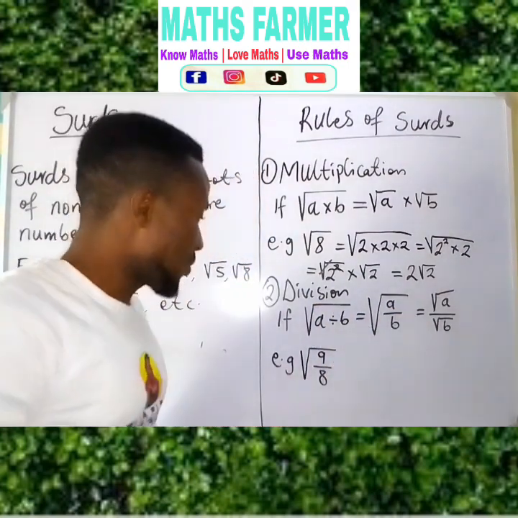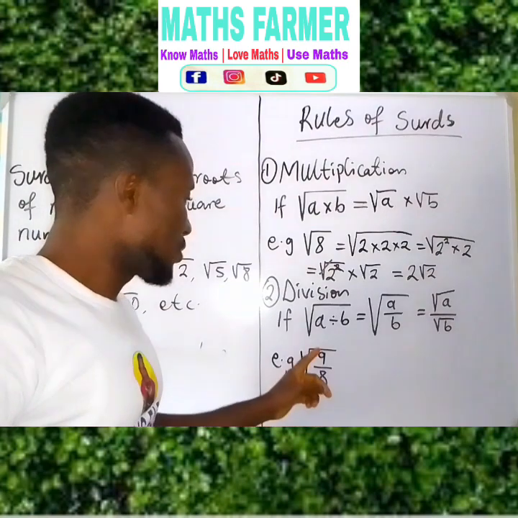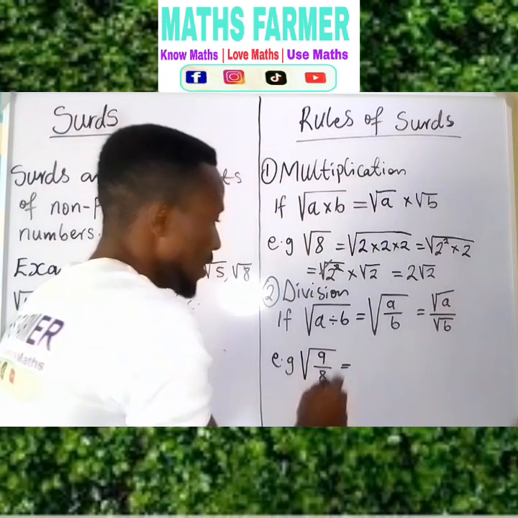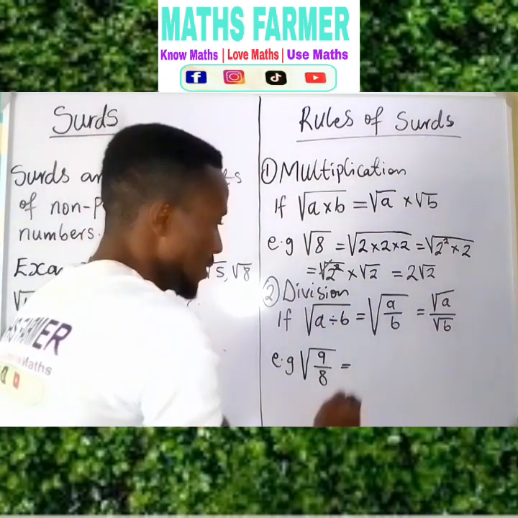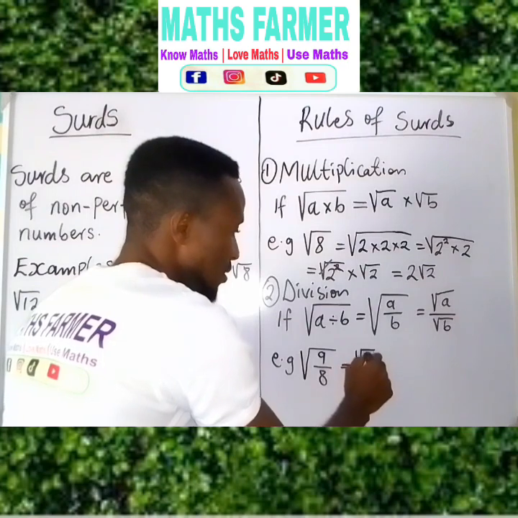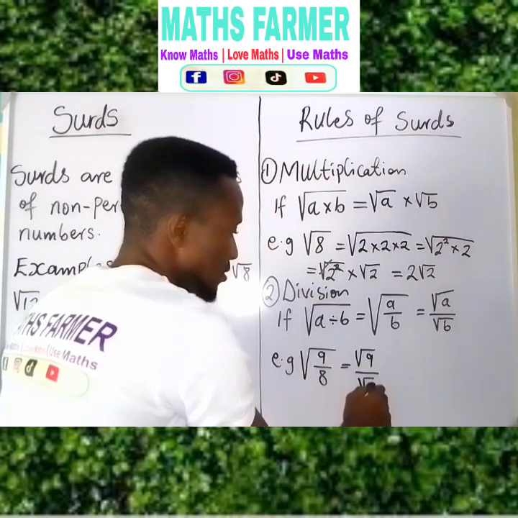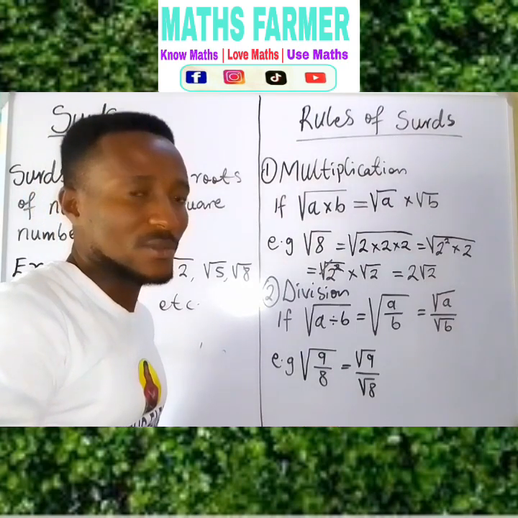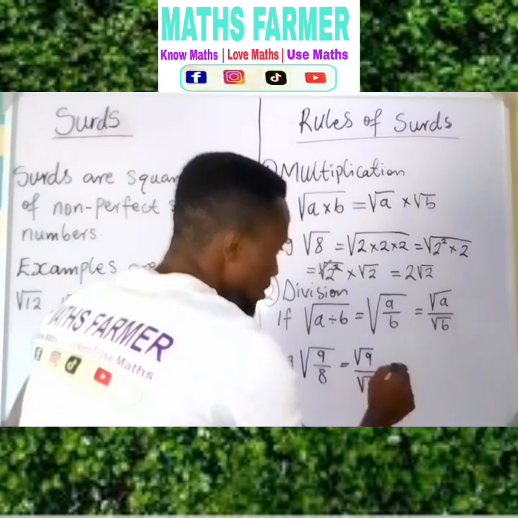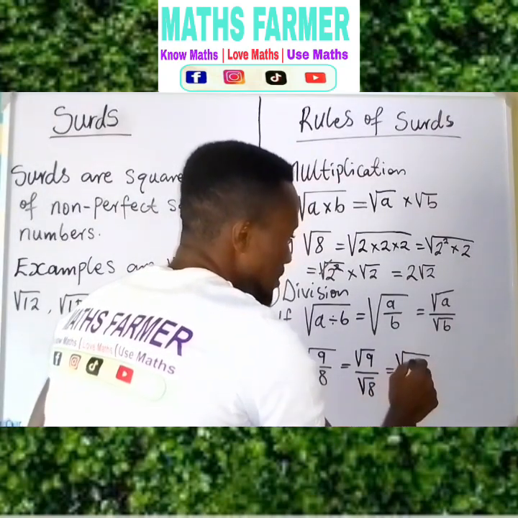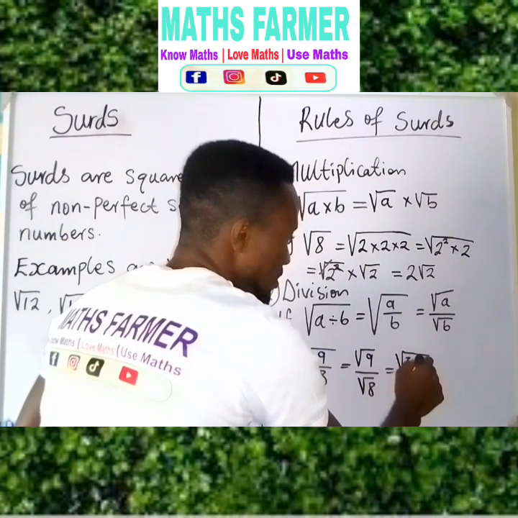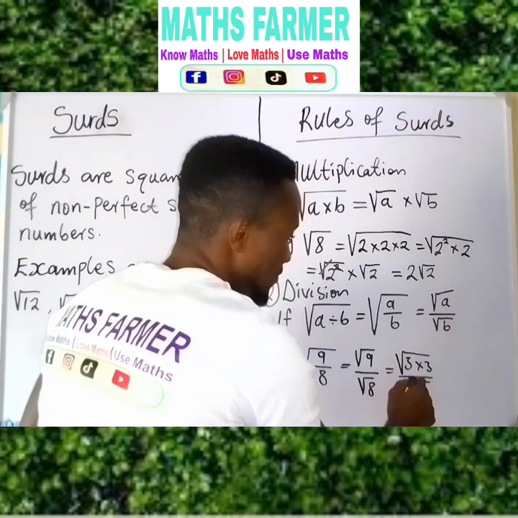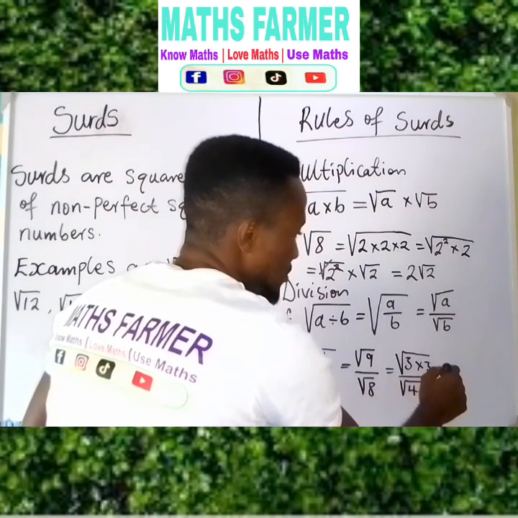Now, we have an example here on the board, the square root of 9 divided by 8. Applying this division law here, 9, collect your own. 8, collect your own. I have separated the square roots. Everybody has collected their own. Now, moving forward, this is the same thing as 3 multiplied by 3, divided by, this is the same thing as 4 multiplied by 2.